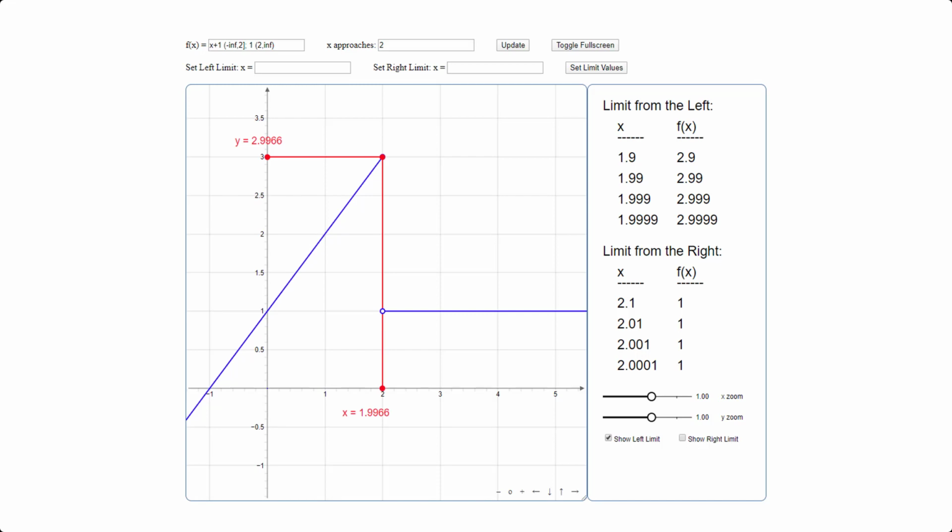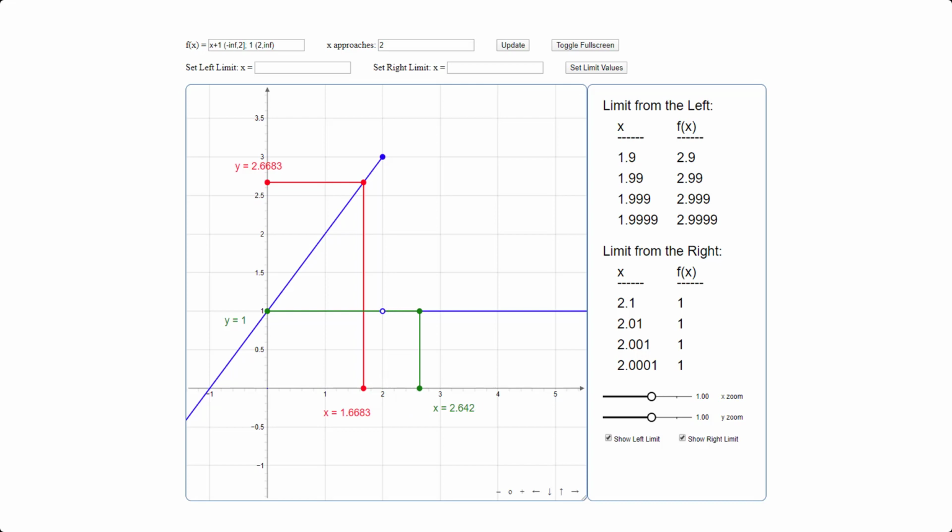Okay. Now, the limit from the right, let's take a look at that. Since this graph is a constant graph, no matter what I put in for x, the output value is always 1, since it's a constant. So as I approach positive 2 from the right-hand side, I'm always going to get 1 back out. So the limit from the right is 1, the limit from the left is 3.